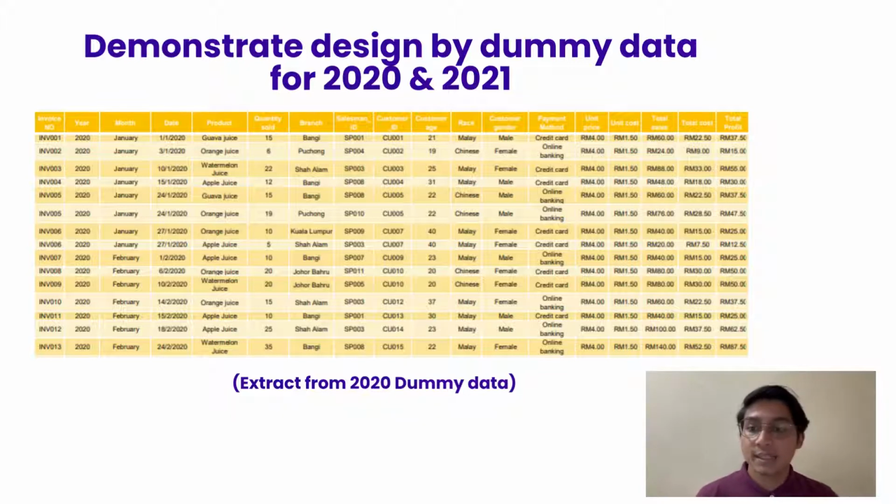Next, we demonstrate the design with dummy data for 2021 and 2020. We designed 100 to 1,250 units sold for 2020 and 1,250 units sold in 2021. As we can see on the slide, the items in the table that we used for the dummy data include invoice number, year, month, date, product, quantity sold, branch, salesman ID, customer ID, customer age, race, customer name, payment method used by the customer, and unit price, unit cost, total sales, total cost, and total profit.